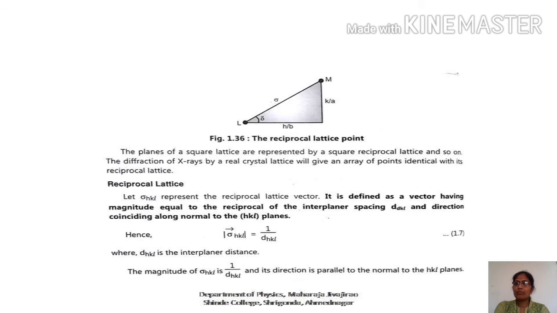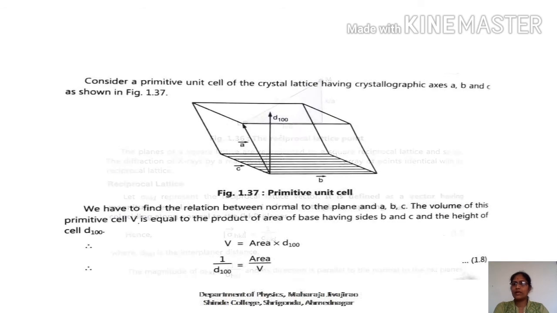What is the definition of reciprocal lattice vector? Reciprocal lattice vector sigma hkl is defined as the vector having magnitude equal to reciprocal of interplanar spacing d hkl and its direction coinciding along normal to the hkl planes. Hence, mod of sigma hkl comes out as 1 upon d hkl, that is, the magnitude of this reciprocal lattice vector is 1 upon interplanar spacing and its direction is normal to hkl planes.